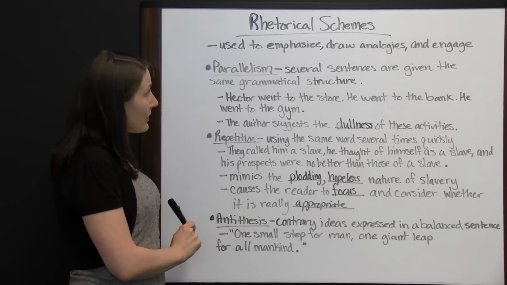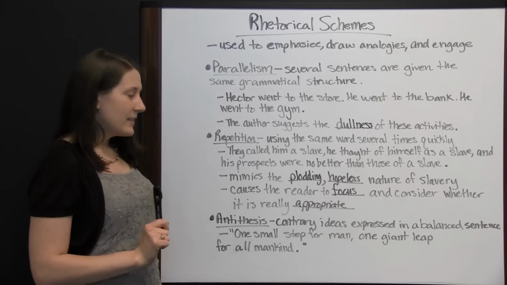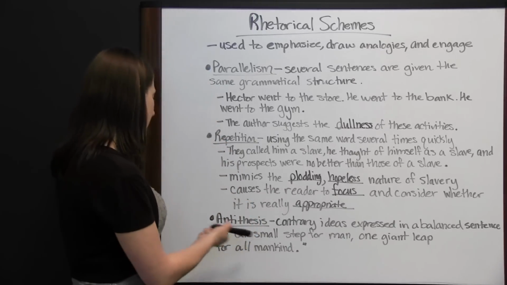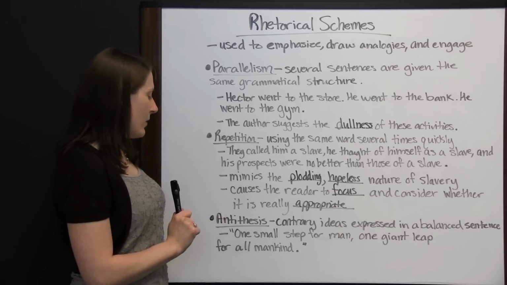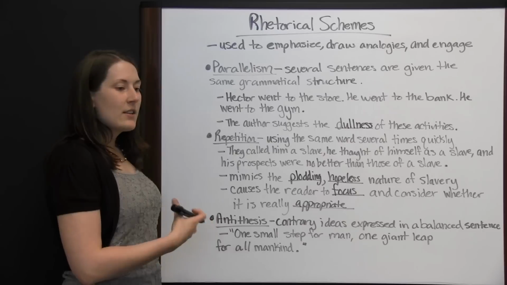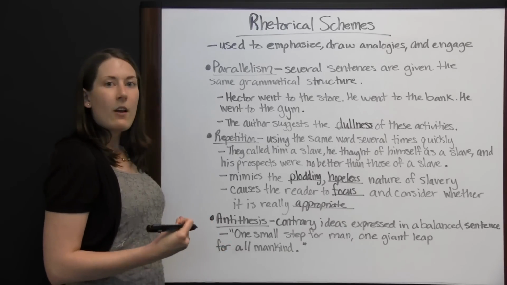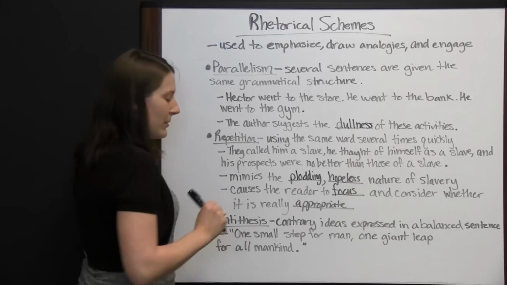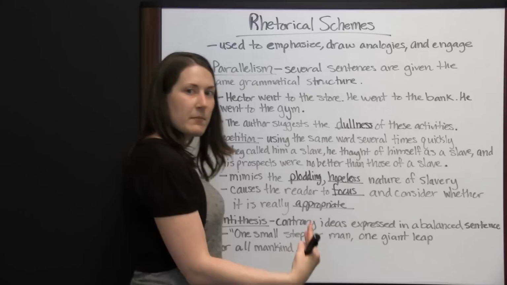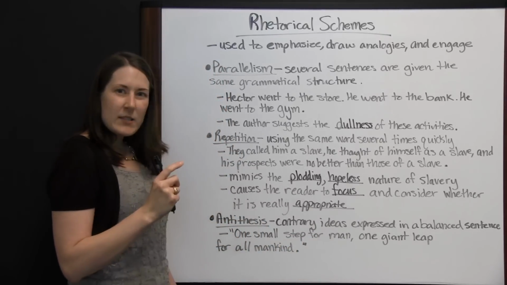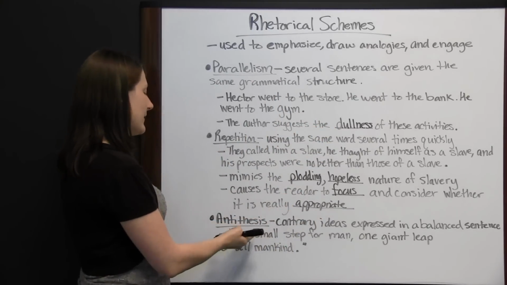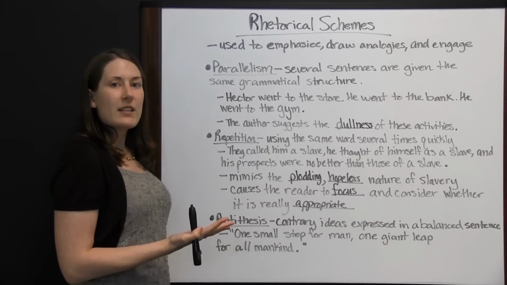The last rhetorical scheme we're going to discuss is the antithesis, which is using contrary ideas expressed in a balanced sentence. An example would be, one small step for man, one giant leap for all mankind. This is the famous quote. It was said after we took our first step on the moon. Putting man on the moon was a giant leap for all mankind, but it was just one small step. He took one small step onto the moon, and that one small step counted as a giant leap for all mankind. So you've got those contrary ideas of a small step and a giant leap expressed in a balanced sentence.